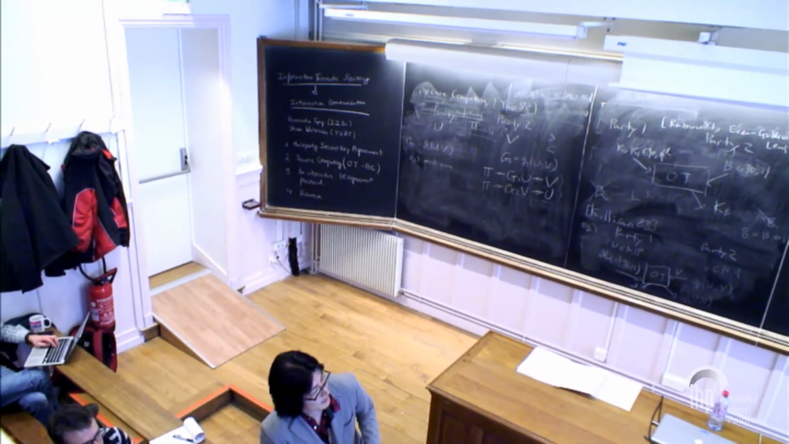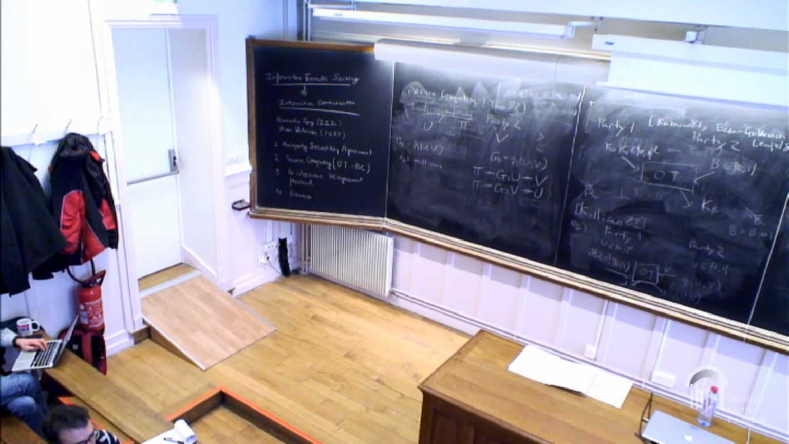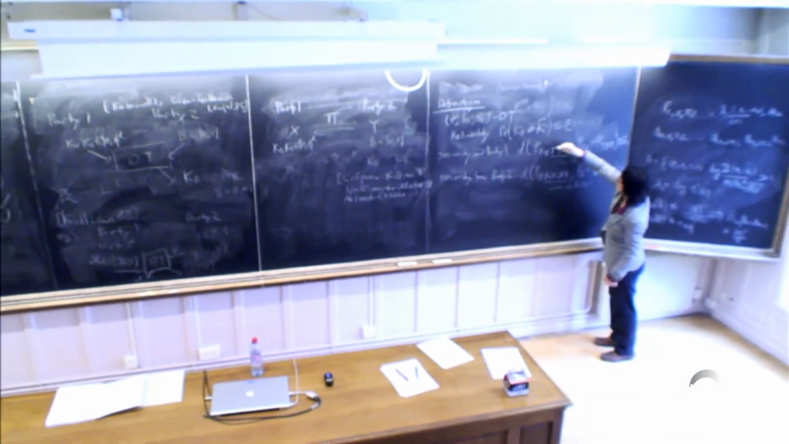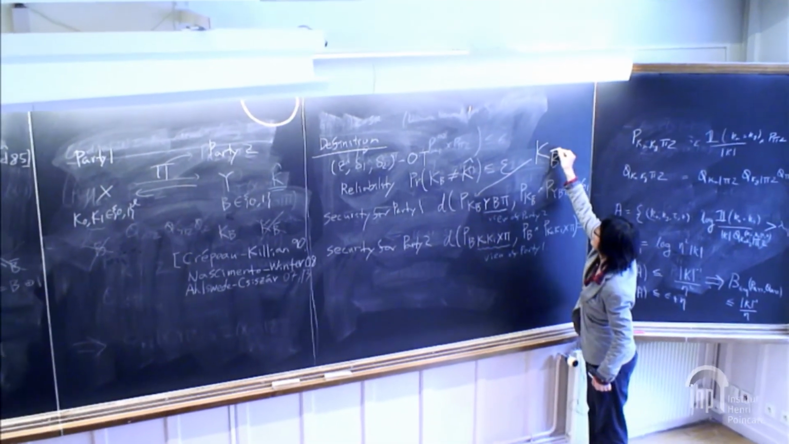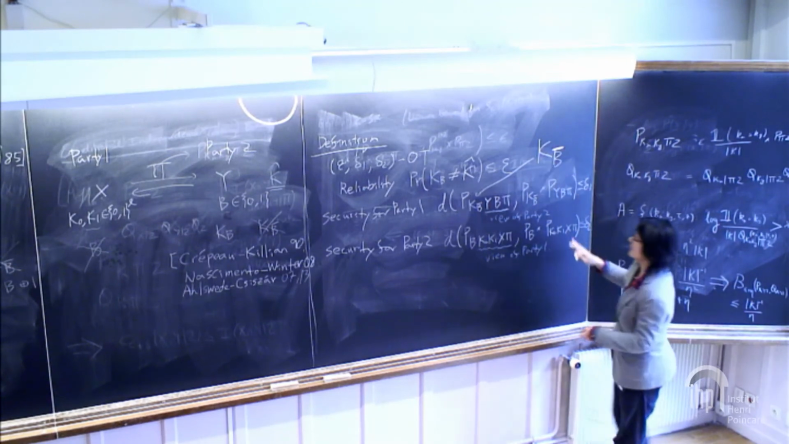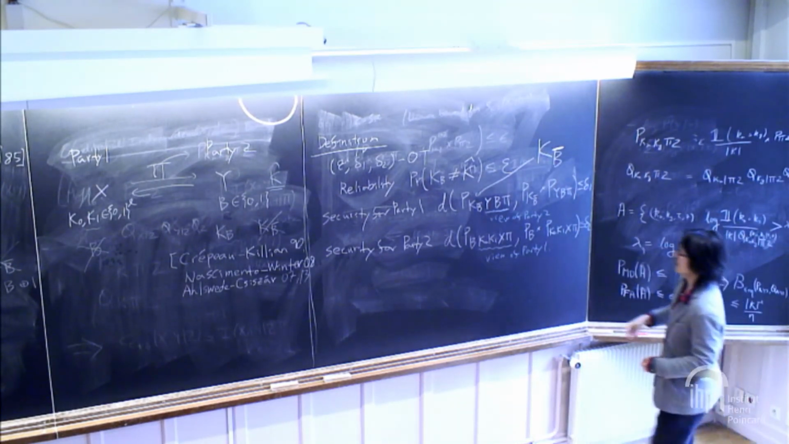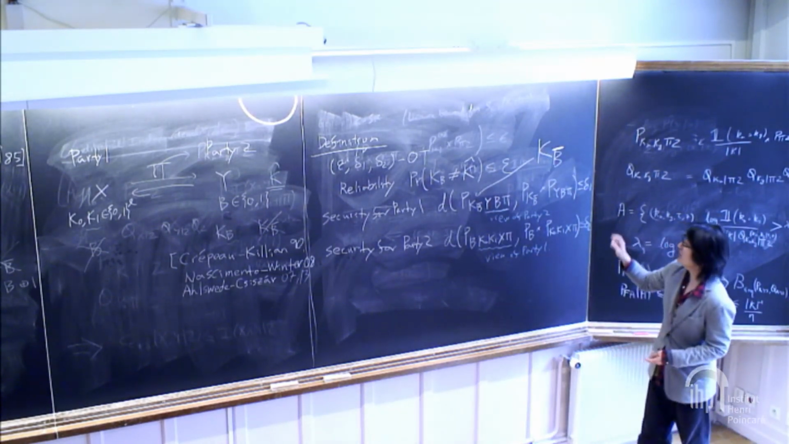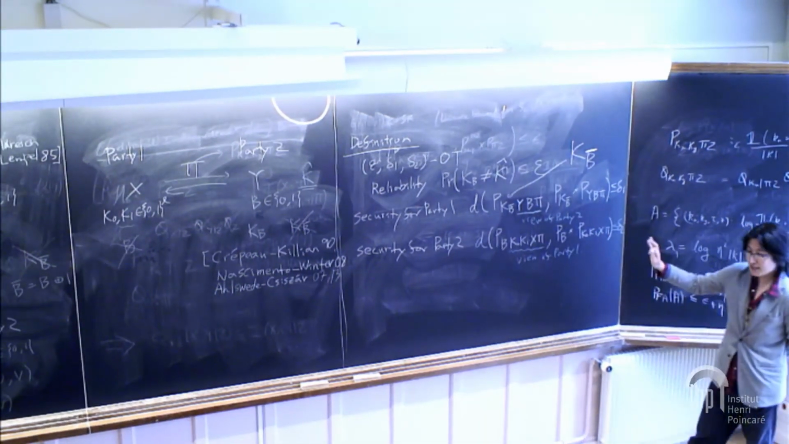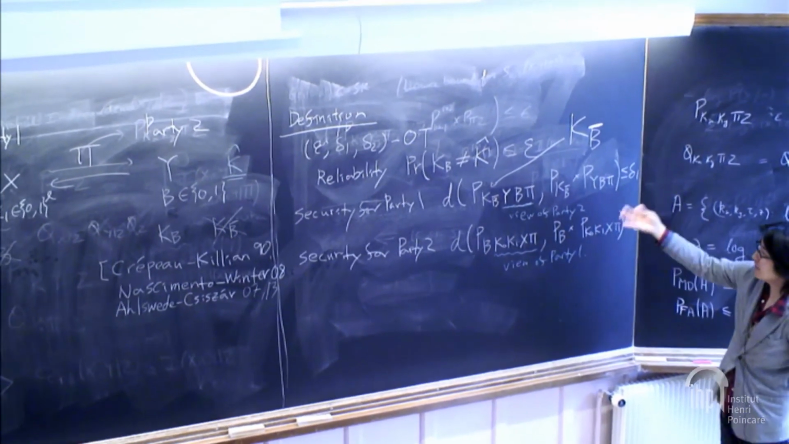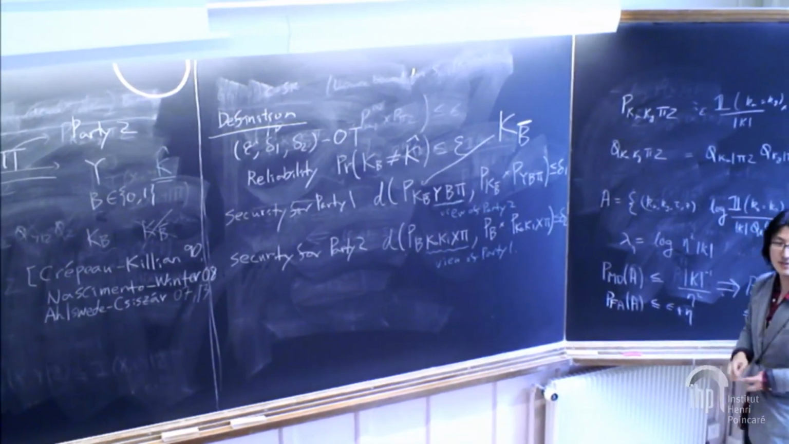KB complement must be kept secret in the second. Sorry, this is KB complement. Yes, KB complement. I should write this a little bit larger. Sorry about this. So yes, KB complement must be kept secret, and B must be kept secret, and we evaluate this by this variational distance.